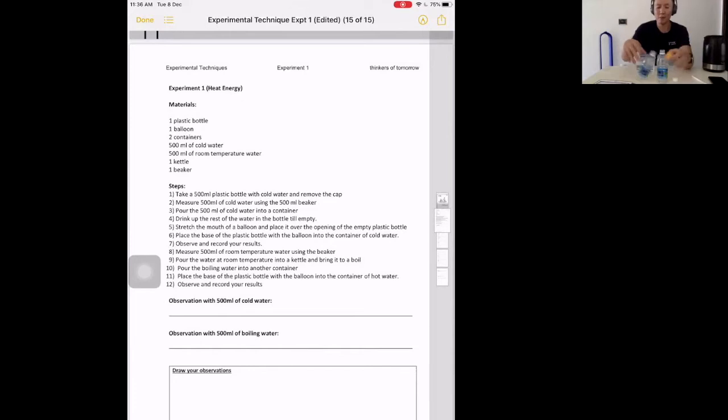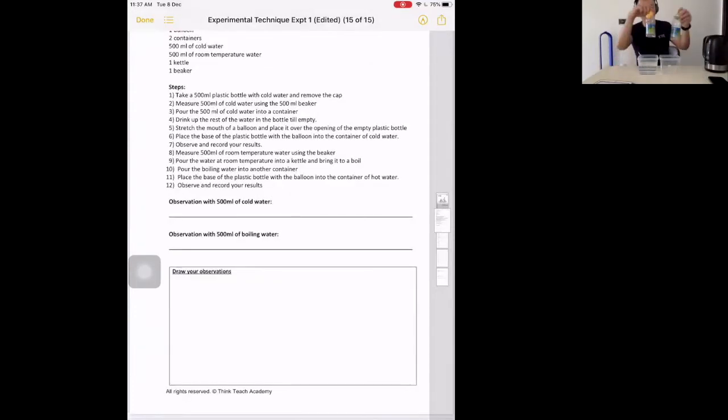While I'm waiting for the water to boil, what I'm going to do is put the balloons on each bottle. I'll use two equivalent bottles, and for each bottle I'll put a balloon on it, just following the instructions on the sheet. So far, all of you can see the container. This is cold and this will be hot water.